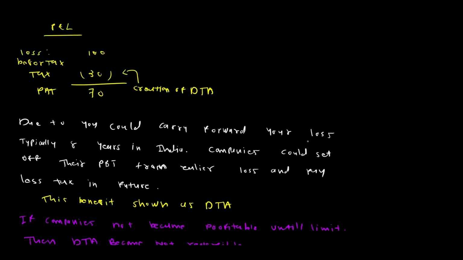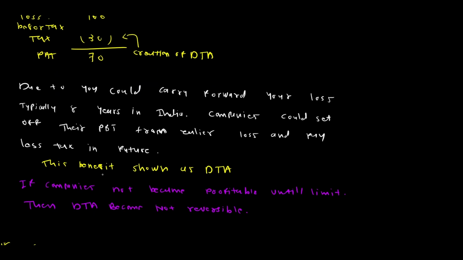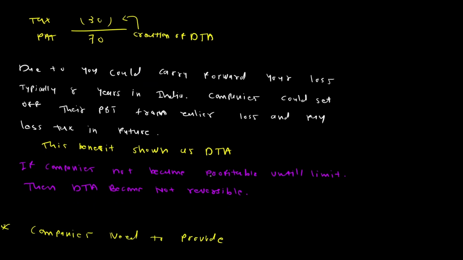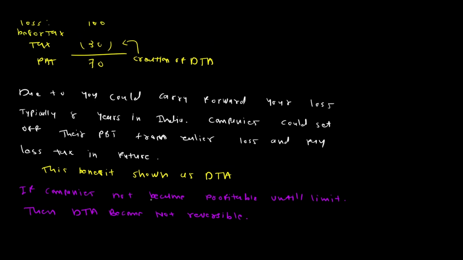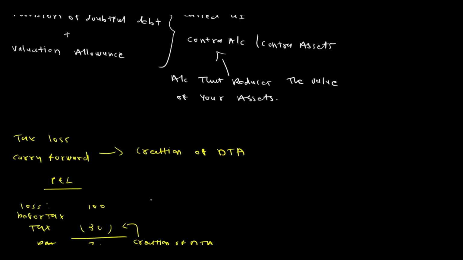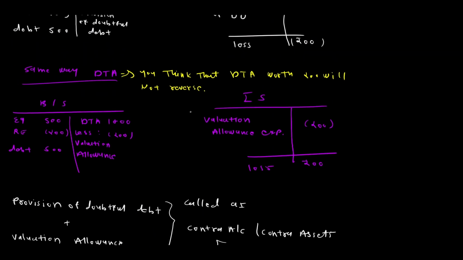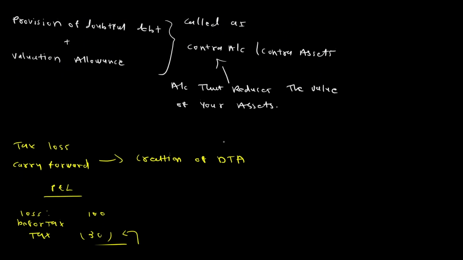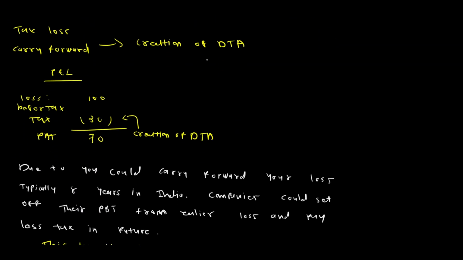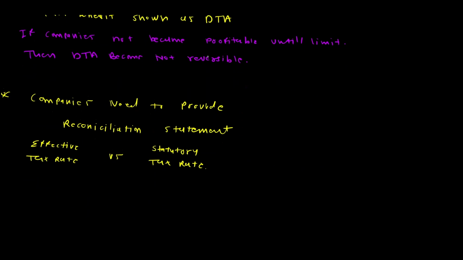You can carry forward your loss typically for 8 years in India; companies can set off their PBT against the earlier loss and pay less tax in the future. This benefit is shown as a DTA. And if the company does not become profitable within the limit provided by the government, then the DTA will become non-reversible and they need to do a valuation allowance expense. Okay, so this could also be a reason for the creation of the DTA.